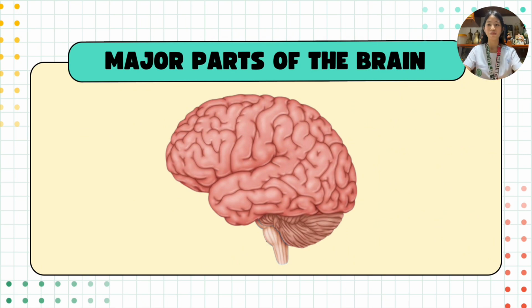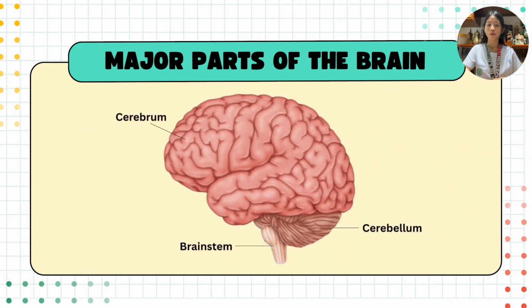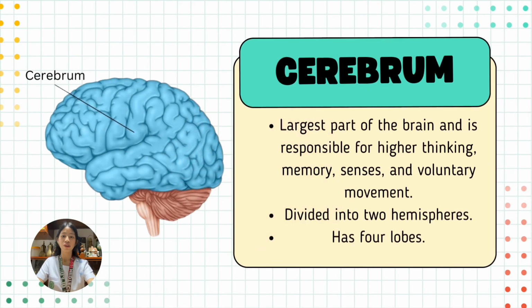It has three major parts: the cerebrum, cerebellum, and brainstem. Each has a unique role in keeping us alive and functioning. First, let's talk about the cerebrum. The cerebrum is the largest part of the brain and is responsible for higher thinking, memory, senses, and voluntary movement. It is divided into two hemispheres and has four lobes.